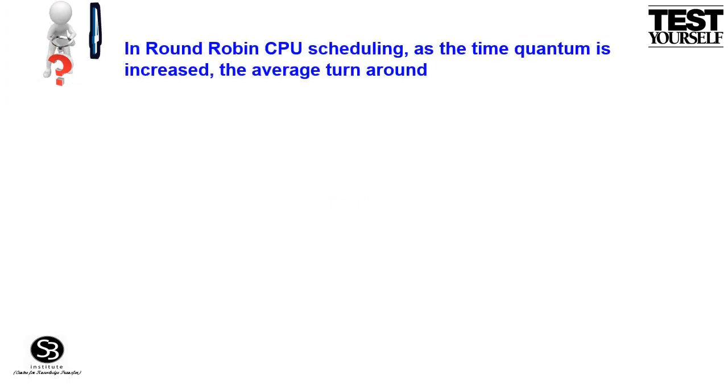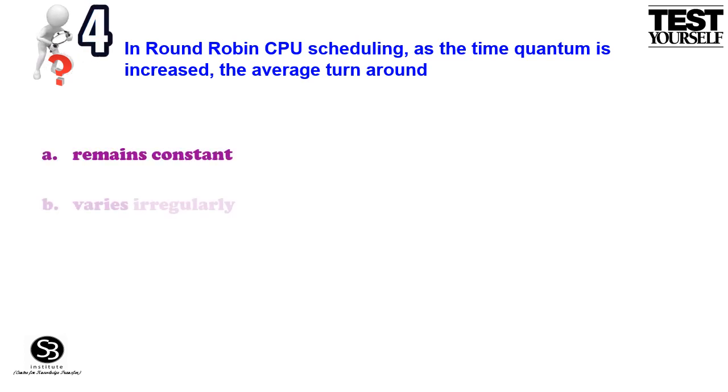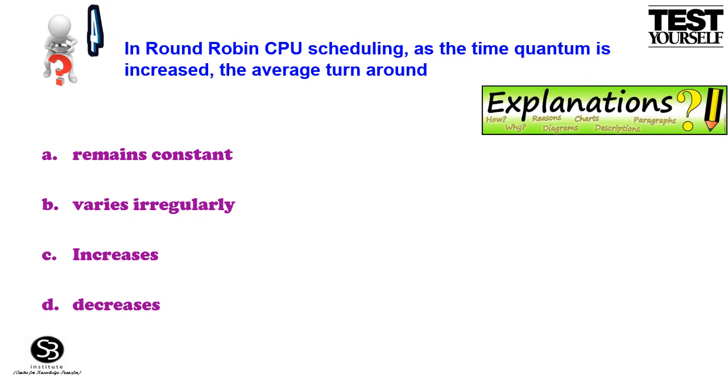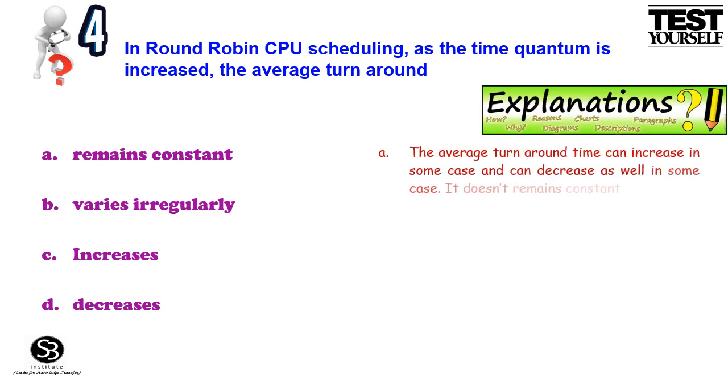Question. In round-robin CPU scheduling, as the time quantum is increased, the average turnaround. The given options are option A, remains constant, option B, varies irregularly, option C, increases, option D, decreases. Here are the explanations. Option A, remains constant. The average turnaround time can increase in some cases and can decrease as well in some cases. It does not remain constant.